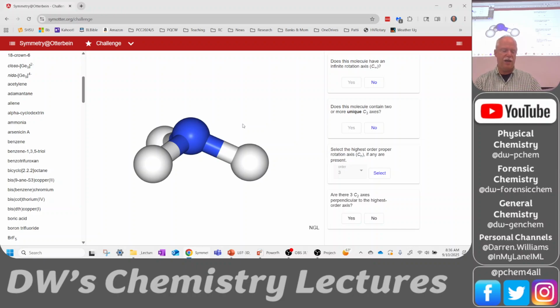It says identify the highest order Cn. That's why it's saying select that highest order Cn. And it says, are there 3 C2 axes perpendicular to the highest order axis? And no. A C2 axis, let's see if I can do it in this deal. A C2 axis, let's see.